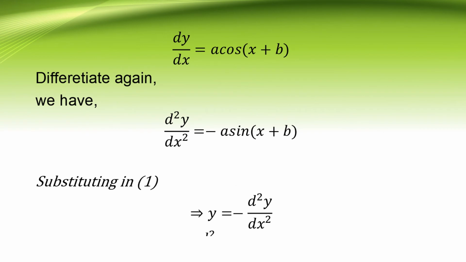So by differentiating first time, we get dy/dx. Here a is in multiple form, so a stays as it is, and by differentiating sine of x plus b it becomes cos of x plus b. Differentiating once again, we get the value of d squared y by dx squared, which is minus a into sine of x plus b. Substituting all the values in equation 1.